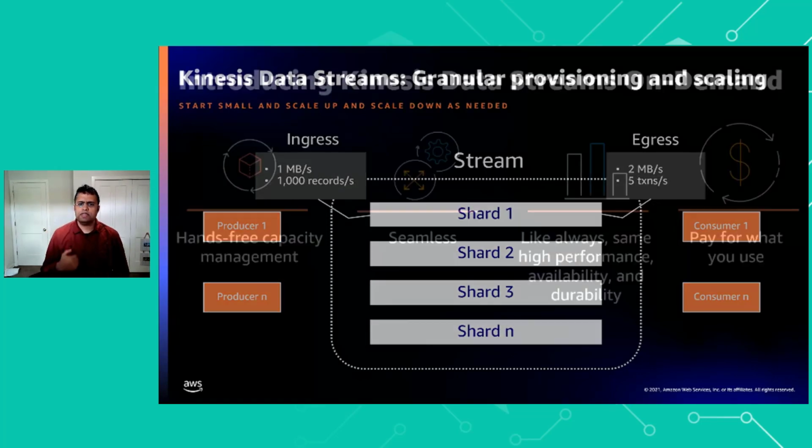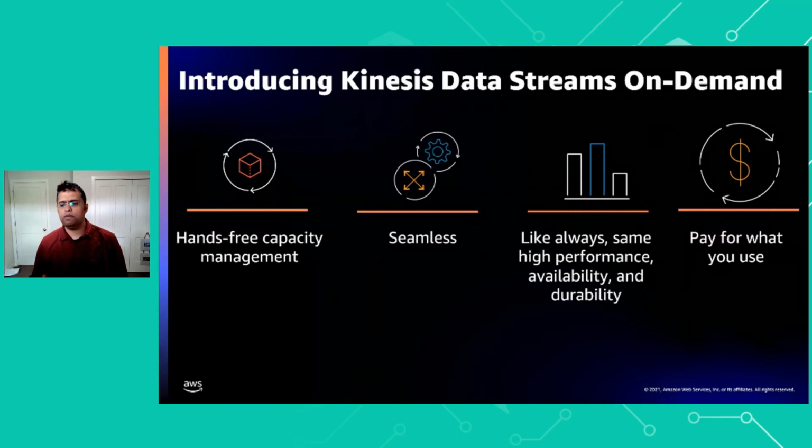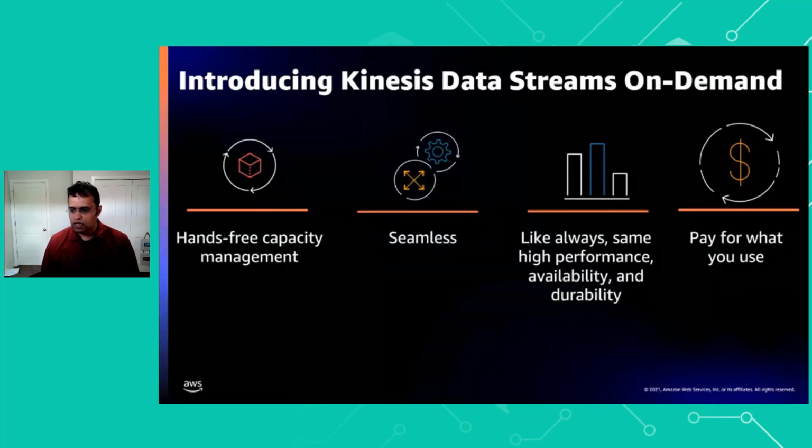When we built KDS on-demand, there were 4 key principles that we kept in mind. The first principle is that it has to provide hands-free capacity management. So you don't have to worry about what type of policy you need, when to scale, whether that should be proactive or reactive, or when to scale down. All of that heavy lifting should be done by AWS and not by you as a customer. That's the first key pillar, which we deliver with KDS On Demand.